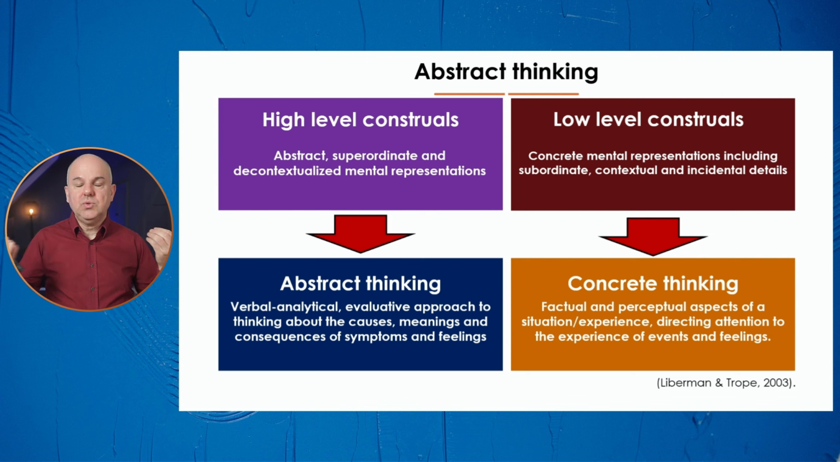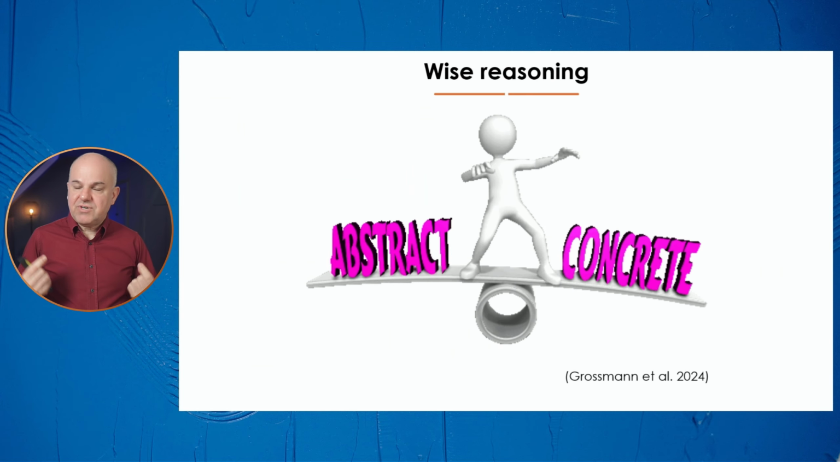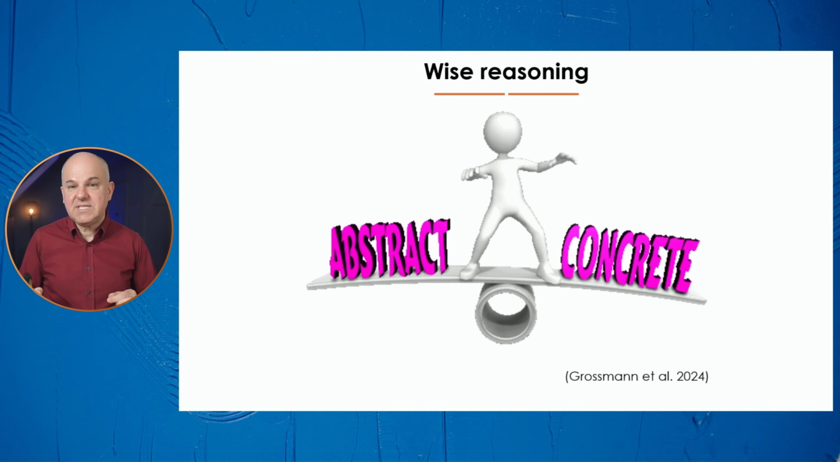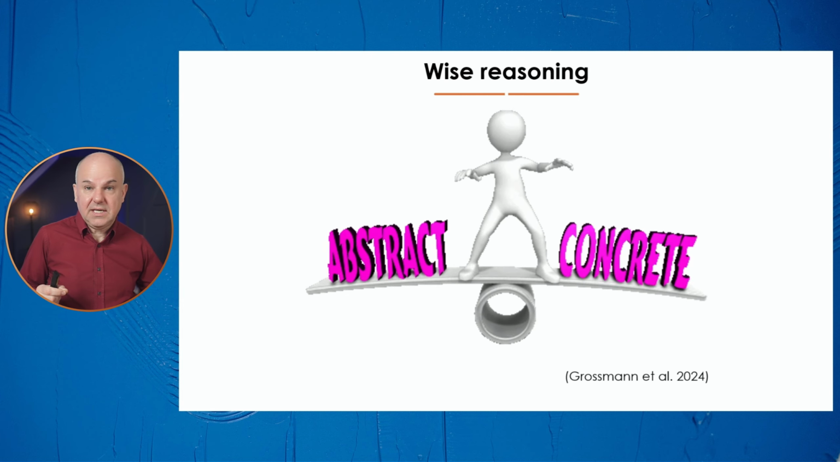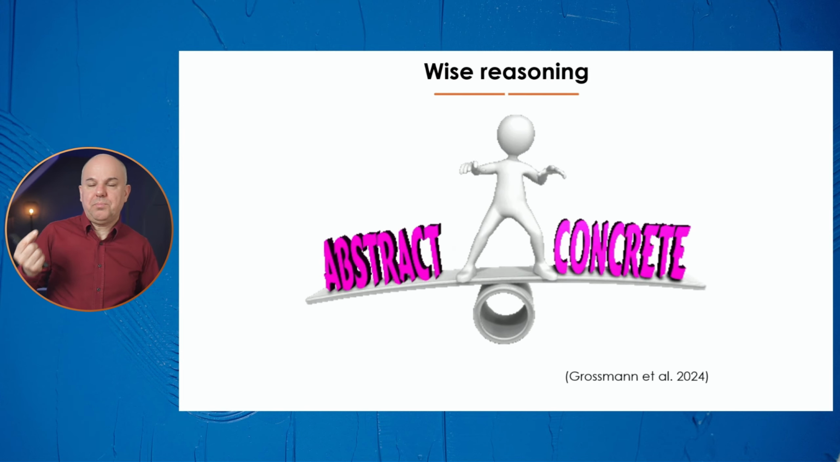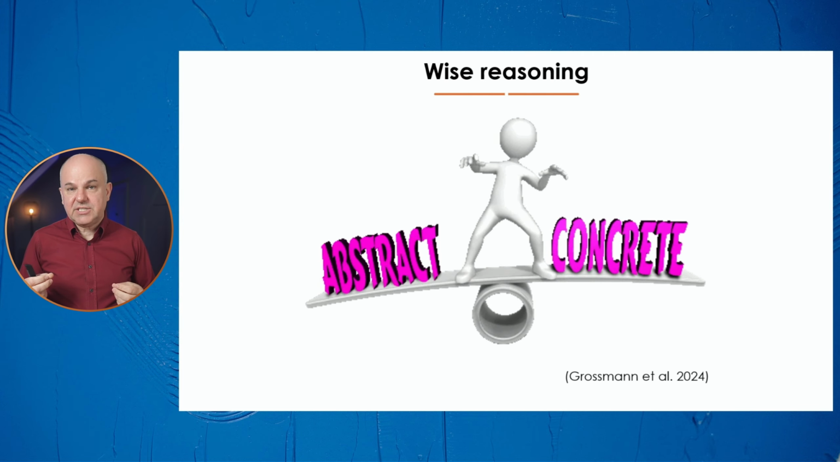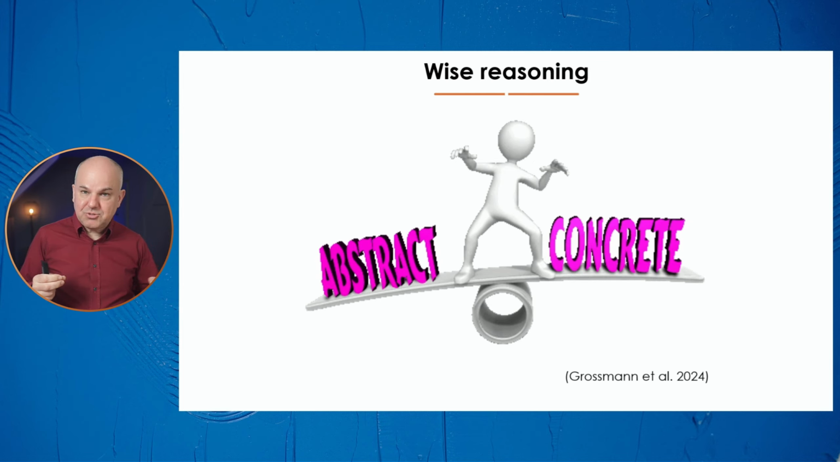So we have these two opposites, abstract thinking and concrete thinking, and as researchers we have to grasp both. The reason we have to grasp both is wise reasoning, a concept by Grossman. It's not about just being good at abstract thinking or concrete thinking. It's actually about balancing both. It's about mastering both and, in a sense, reverting between the two and linking the two. So as the theory suggests, wise reasoning is about abstract and concrete thinking and being able to master both.